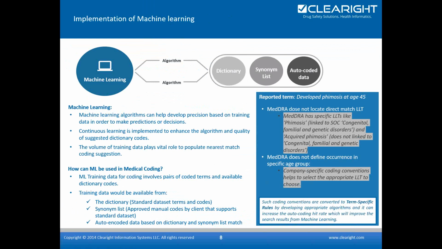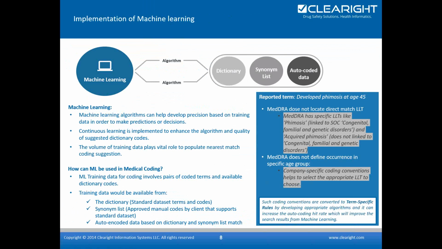ML training data for coding involves pairs of coded terms and available dictionary codes. ML training data would be available in different forms. The first one is dictionary, which is a standard data set where terms and codes are available. The next one is synonym list. It is nothing but approved manual codes by client or a reviewer that supports the standard code data sets. And the last one is auto-coded data based upon the dictionary and synonym list match. So these three training data would help to maximize the machine learning.